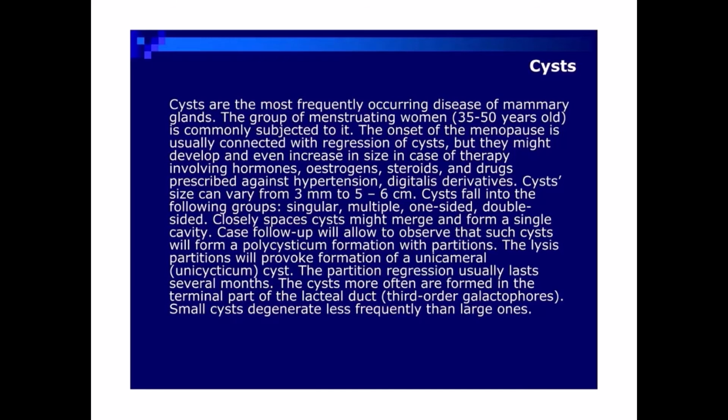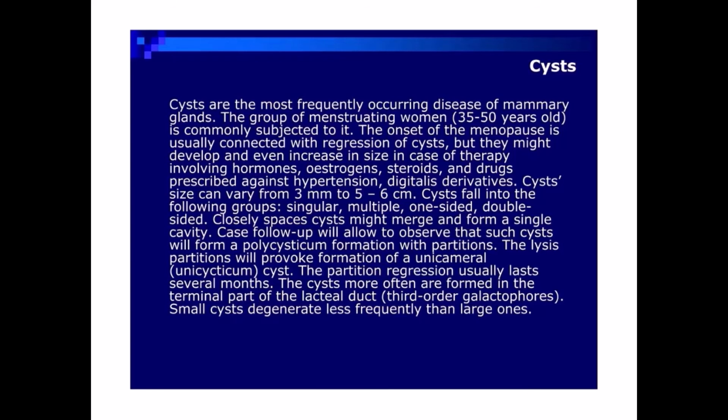Cyst size can vary from 3 mm to 5-6 cm. Cysts fall into the following groups: singular, multiple, one-sided, double-sided. Closely spaced cysts might merge and form a single cavity. Case follow-up will allow to observe that such cysts will form a polycystic formation with partitions.